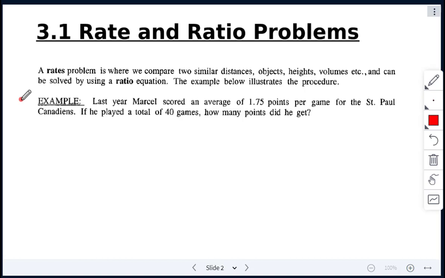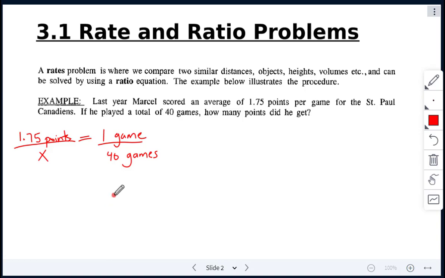All right, so we set this up like a ratio. There's a couple different ways you can set up the ratio here. So one method that's shown in your modules is if you have 1.75 points for one game, right? How many points? So X, we don't know what that is if there were 40 games. Okay, and then all you do is cross multiplication.